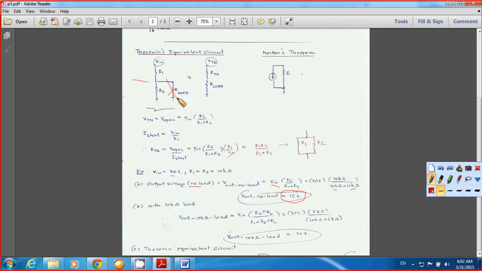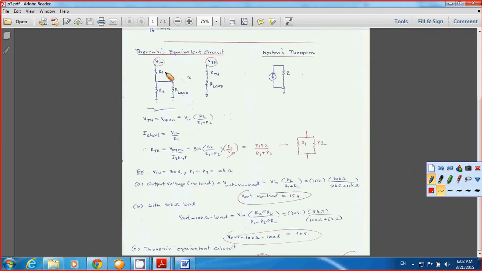Now if you connect a 10k ohm load to the circuit here, you can see that V out drops to 10 volts. That's a lot. Sometimes you want V out to still be 15 volts. Okay. Now take a look at the calculation for V out with the 10k ohm load.